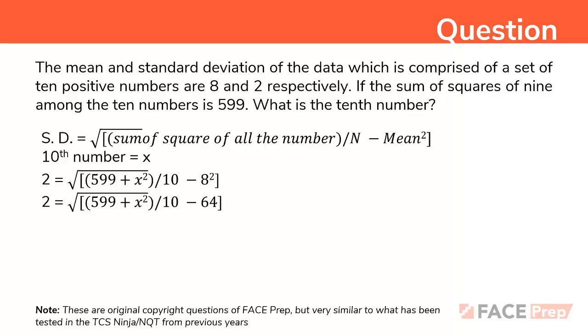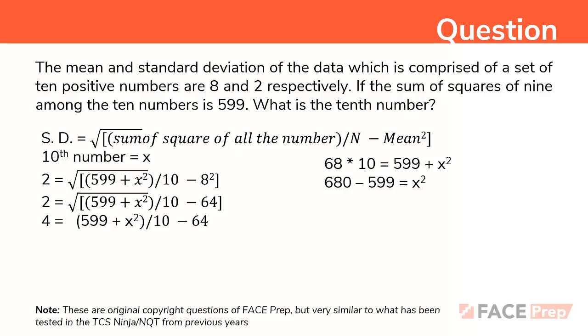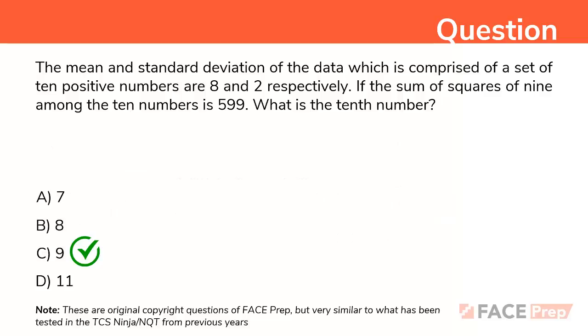So if you solve this further, it will become 2 equals the square root of (599 plus x square by 10 minus 64). If you solve it even further by squaring both sides, the square root will be gone, so 4 equals 599 plus x square by 10 minus 64. If you simplify it further, you will get 68 into 10 equals 599 plus x square. Solving more, you subtract 680 minus 599, which is equal to x square. So x square is equal to 81, and x will be 9. So the 10th number x is 9. Hence our option C is correct.